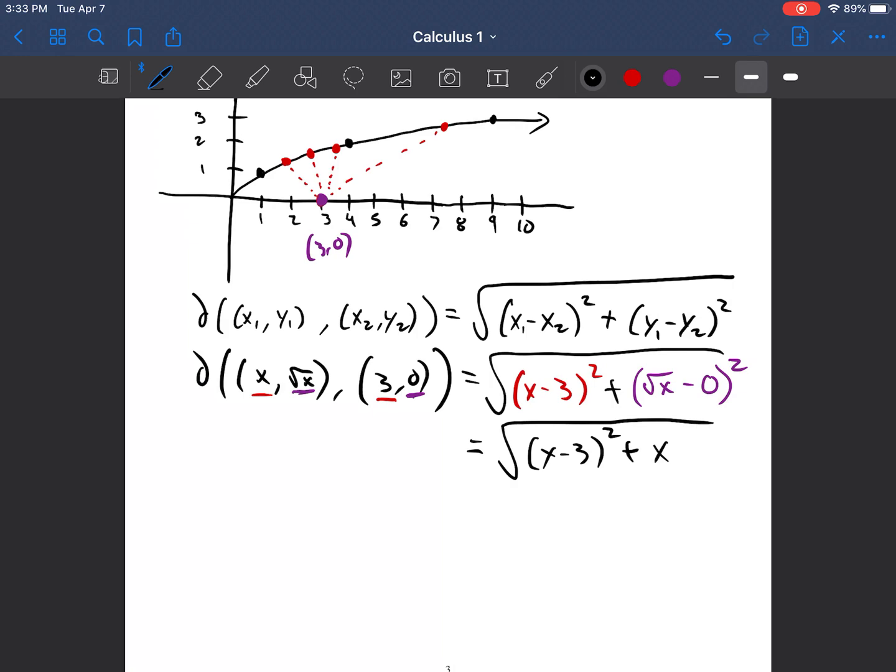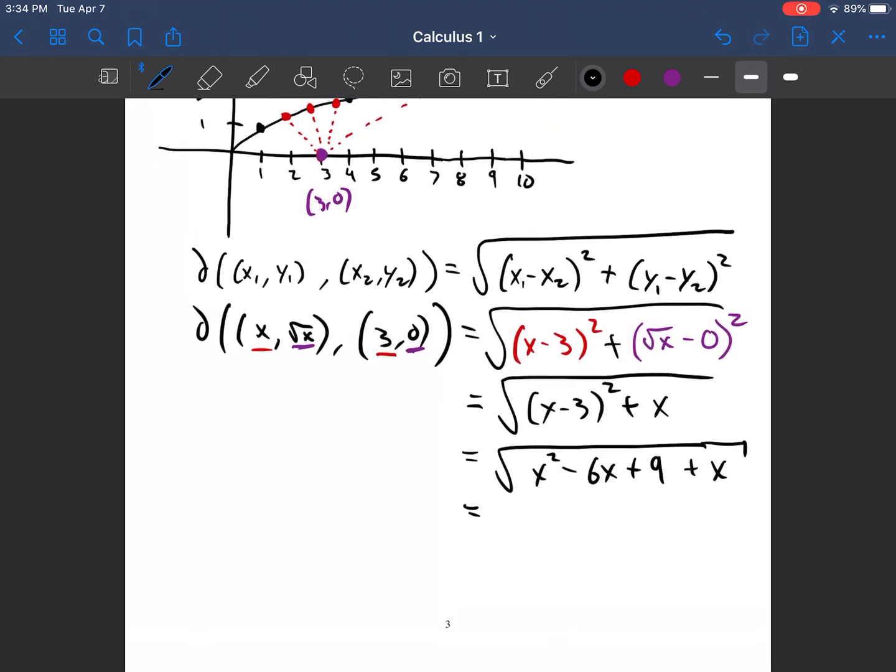Okay. So now one thing I'm going to do is go ahead and multiply out what's on the inside of this square root, right? So I'm going to go ahead and multiply this out. So this is equal to the square root of x squared minus 6x plus 9. So that's what I get when I square that term, and then plus that x on the end. And then simplifying this a bit more, I end up with the square root of x squared minus 6x plus x gives me minus 5x. And then I have my plus 9.